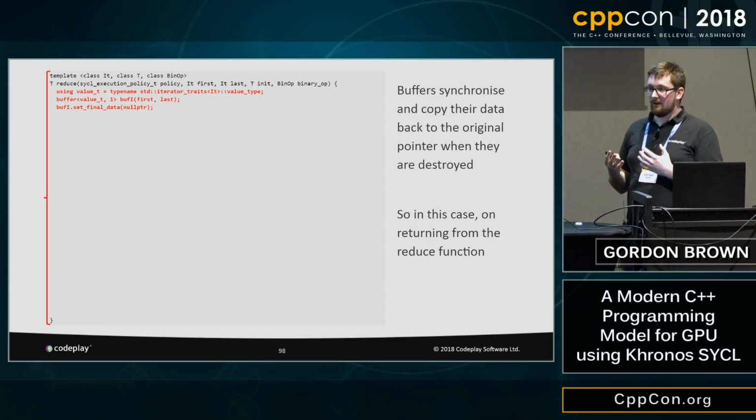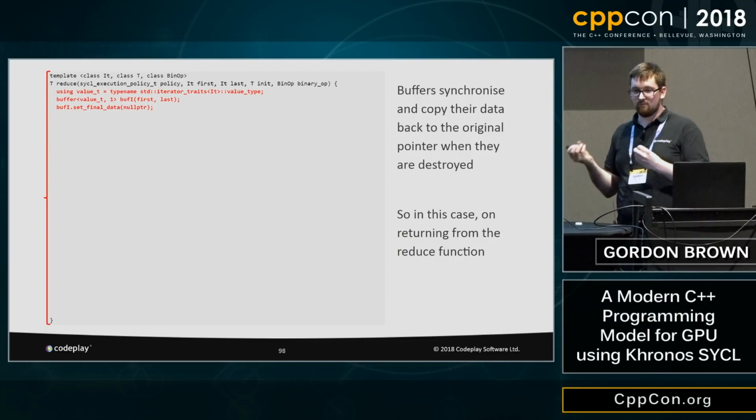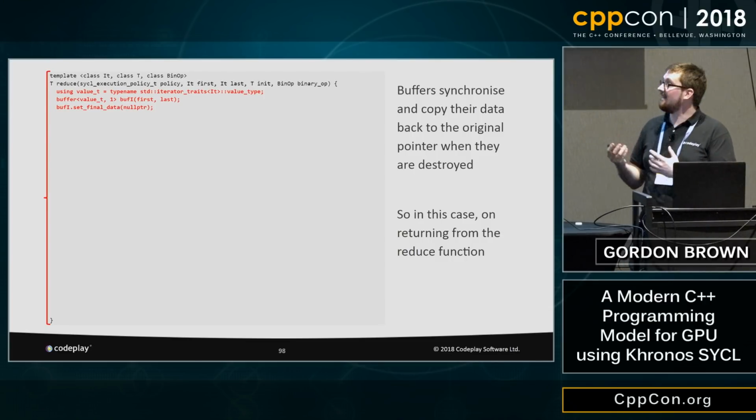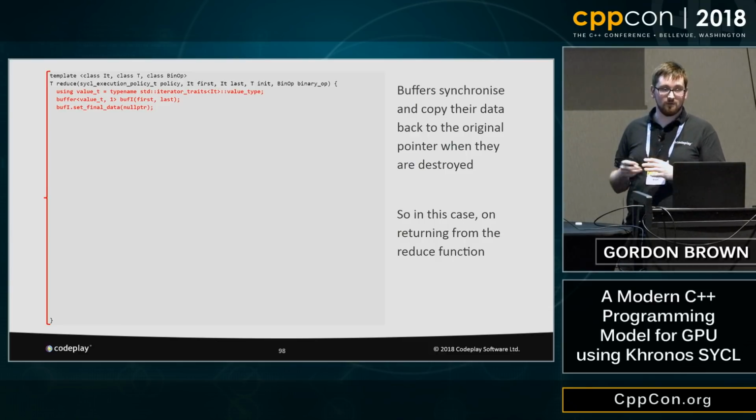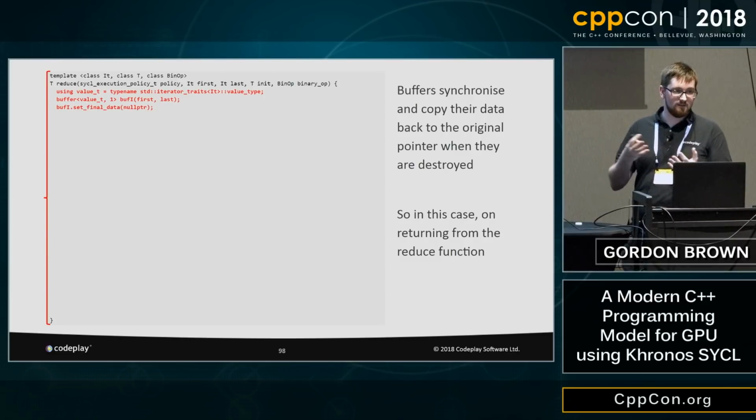So normally the way buffers work in SYCL is they synchronize on destruction. So the buffer manages the data during its lifetime. So when it's destroyed, it copies the results back to the pointer that you gave it. In this case, that's not happening because we specified set final data to null pointer, so we told it not to. But generally, when a buffer is destroyed, it copies back to the address that you created it with.